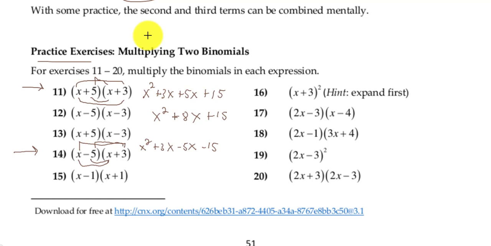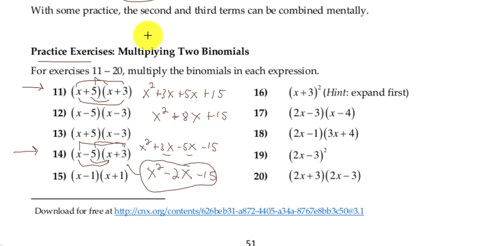Okay. Once we combine like terms, the 3x and the negative 5x, we'd be left with x squared, 3x minus 5x is minus 2x, minus 15. This would be our final answer for number 14. Okay. And just to be safe, we'll try one more.